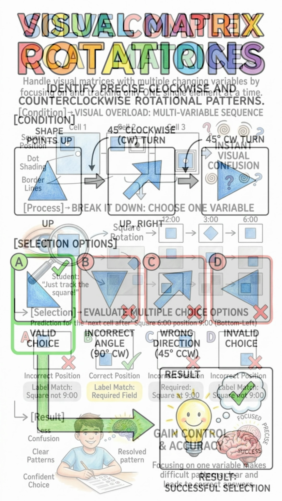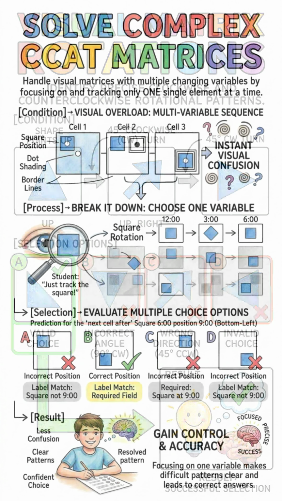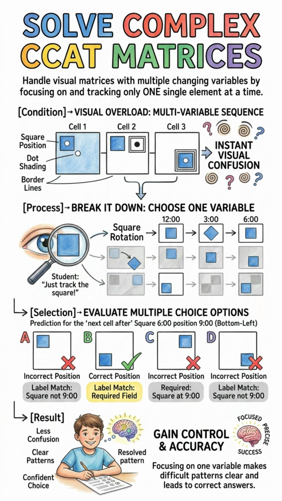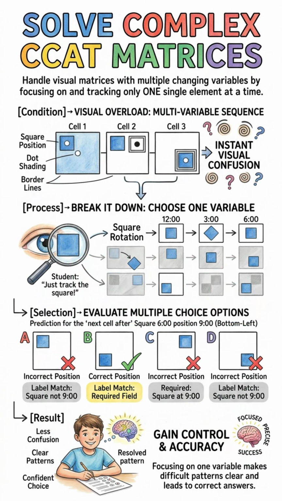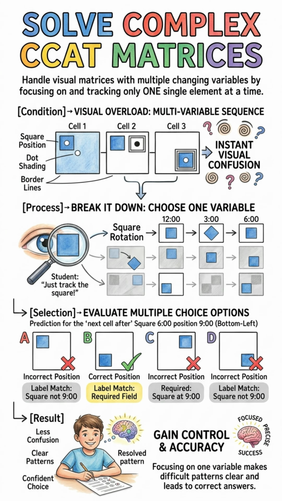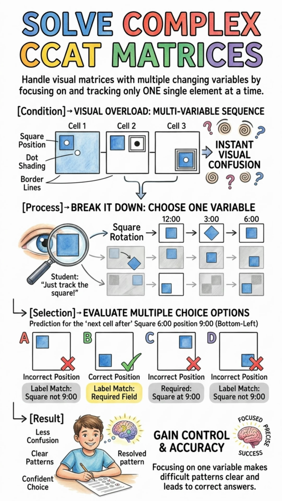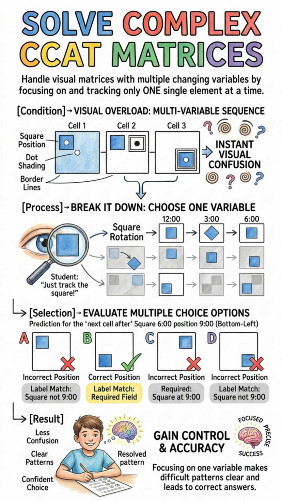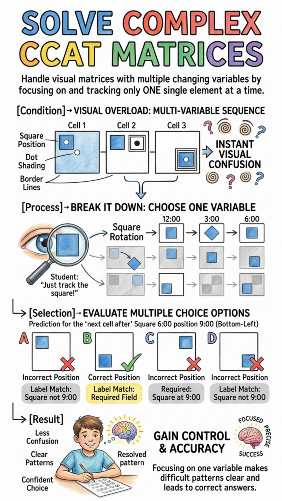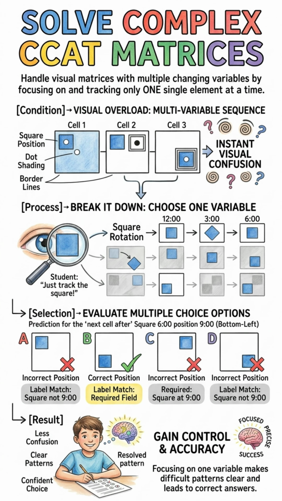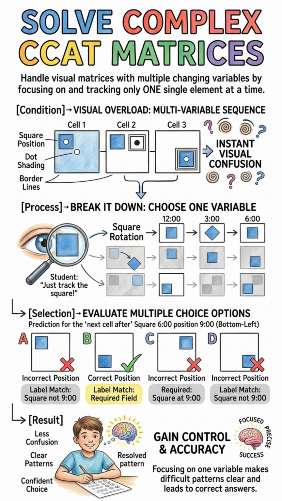The most difficult visual matrices on the CCAT involve multivariable tracking, where 3 or 4 different elements change independently inside every single cell. For example, a square might be moving clockwise, a central dot might be changing shading from black to white, and an outer border might be adding new lines. Trying to process all these moving parts simultaneously creates instant visual confusion. To maintain complete control, you must train yourself to focus on only one single variable at a time while ignoring everything else on the screen.